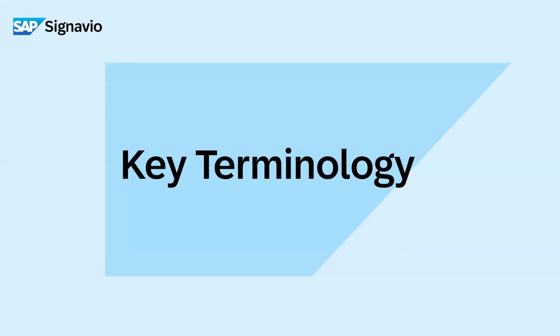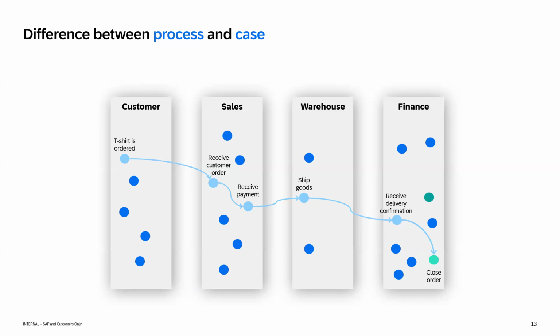So a few terms to get out of the way that we need when we're talking about process mining. The difference between a process and a case. A process is singular. It's just one. There's one process, and a case are the number of trips through that process.